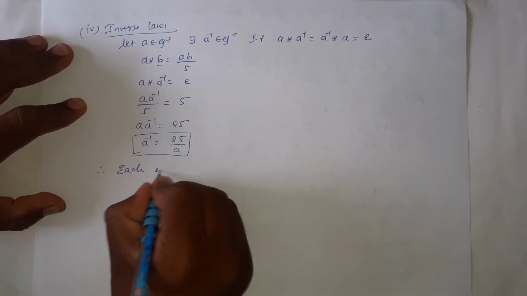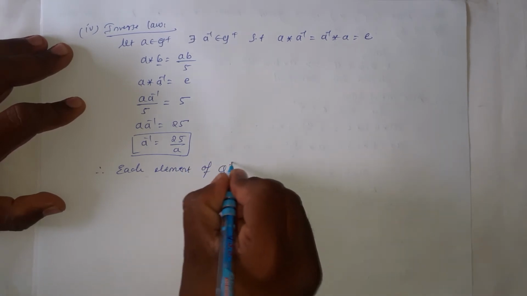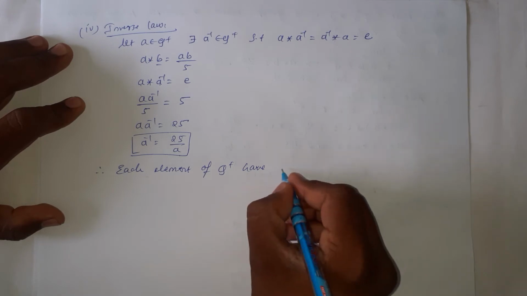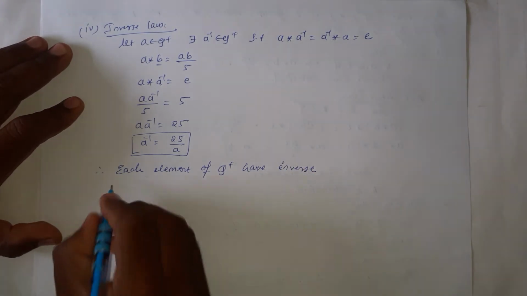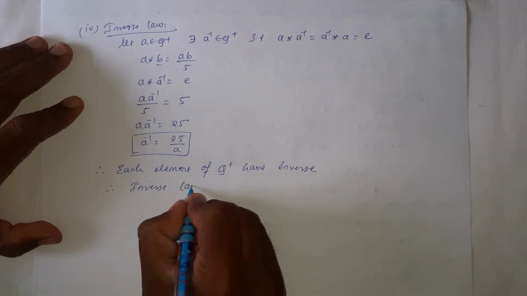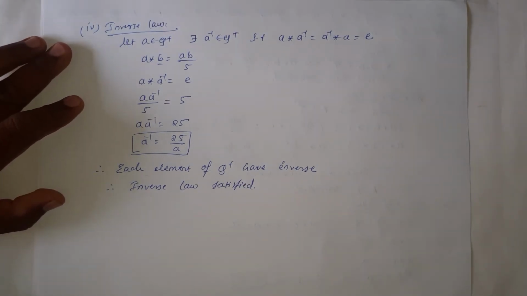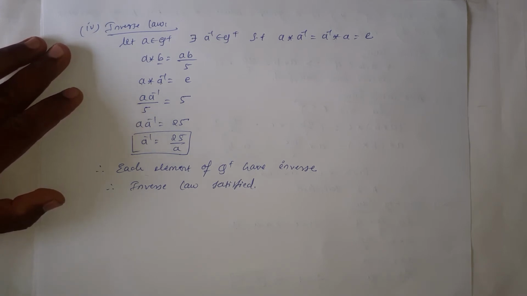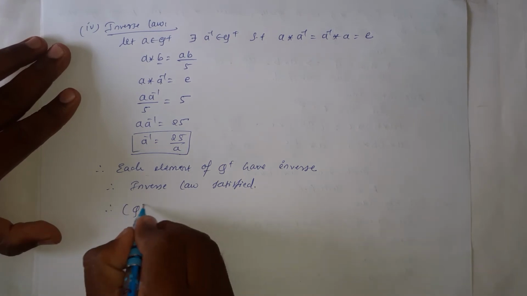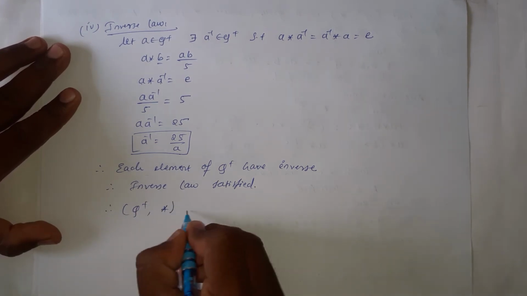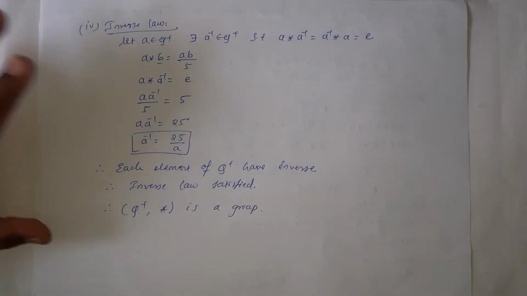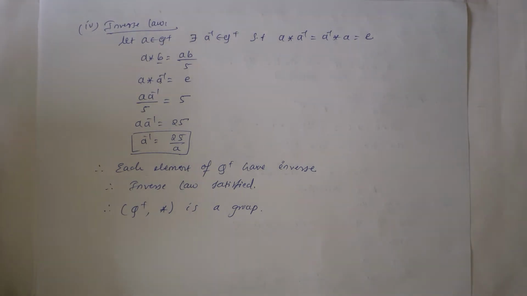Therefore, each element of Q plus has an inverse. So, therefore, the inverse law is satisfied. Here we have satisfied all 4 laws. They are closure law, associative law, identity law and inverse law. So, therefore, Q plus along with the binary operation star is a group. Here star is the binary operation which is defined as A star B is equal to AB divided by 5. Here star is not any multiplication or addition, subtraction, division. So, it is quite different. A star B is equal to AB divided by 5.